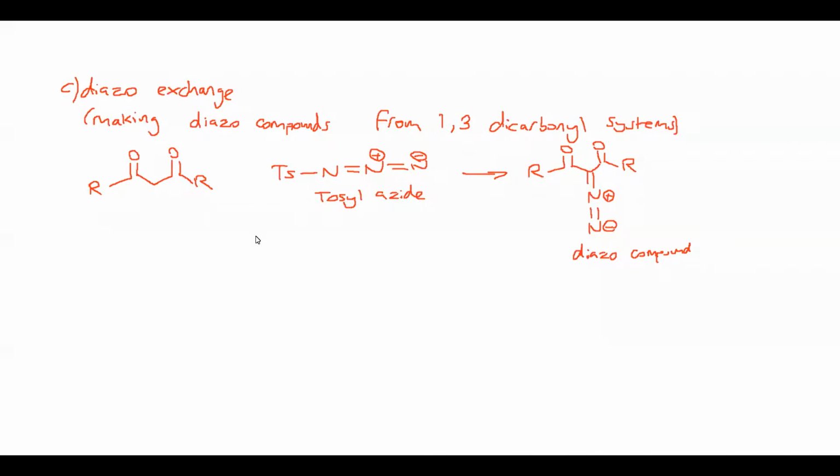So the last method that we're going to look at is the diazo exchange. So this is going to be making diazo compounds from 1,3 dicarbonyl systems. So here we have our 1,3 dicarbonyl system. We're going to be reacting that with tosyl azide to form our diazo compound. So tosyl azide, the structure looks like this.